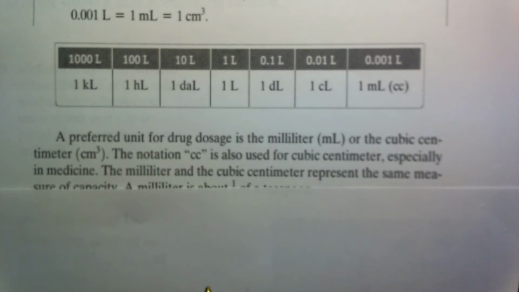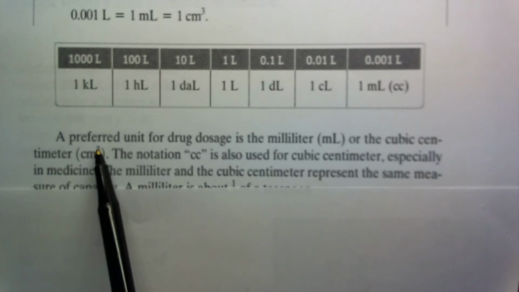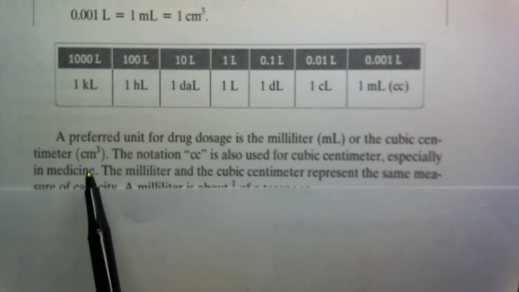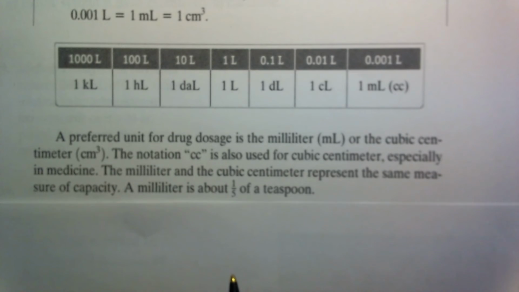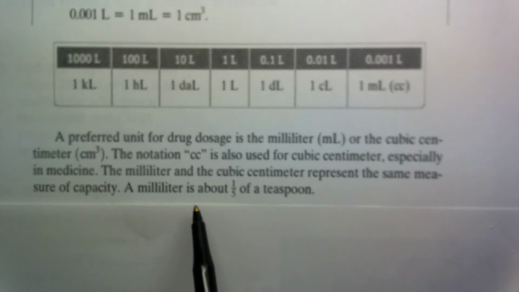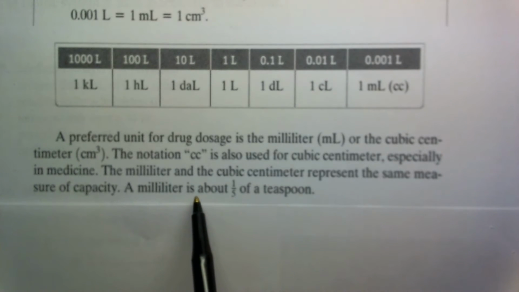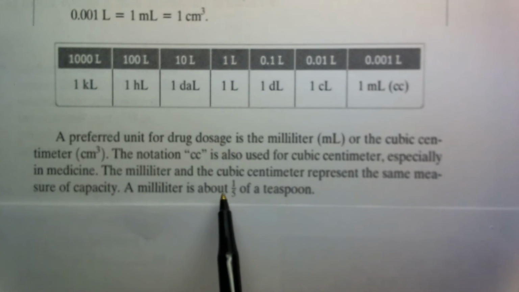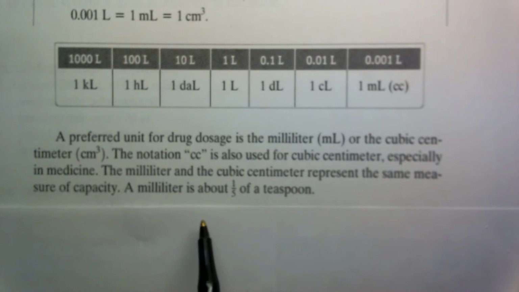And so a preferred unit for drug dosage is a milliliter or cubic centimeter. And the notation cc is also used for cubic centimeter, especially in medicine. This way you don't need exponent notation, and it doesn't cause any confusion. So a milliliter and a cubic centimeter represent the same measure of capacity, and a milliliter is about 1/5 of a teaspoon.